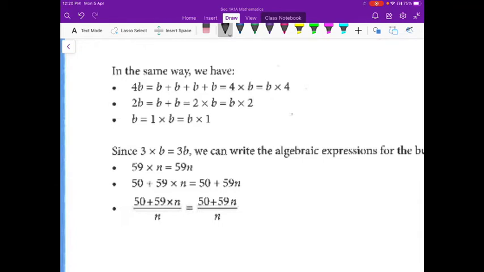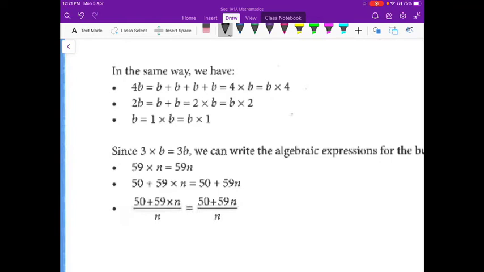Page 153. So what does 4B represent? 4 times B, B times 4, same thing. Or B plus B plus B plus B, all the same. So far, difficult or not? Not difficult one. Okay, now look at this.